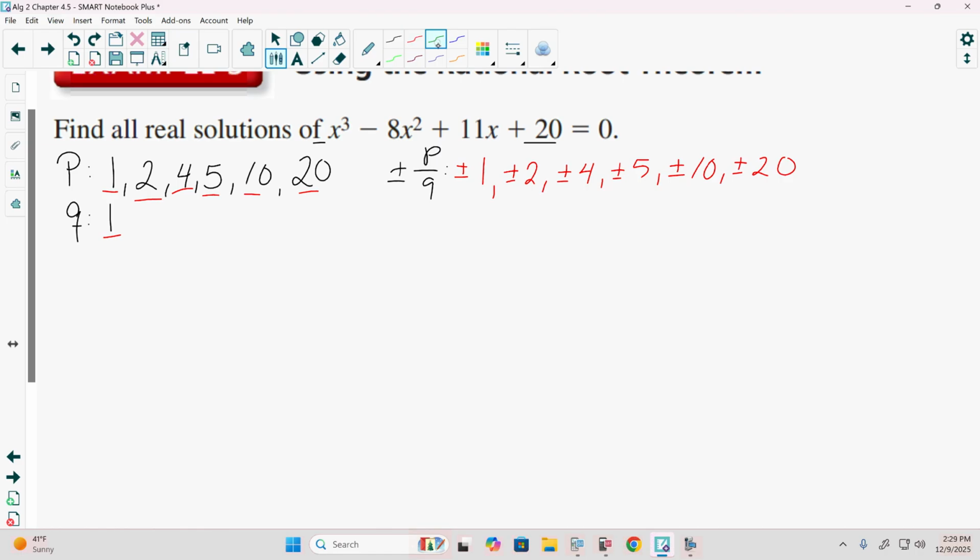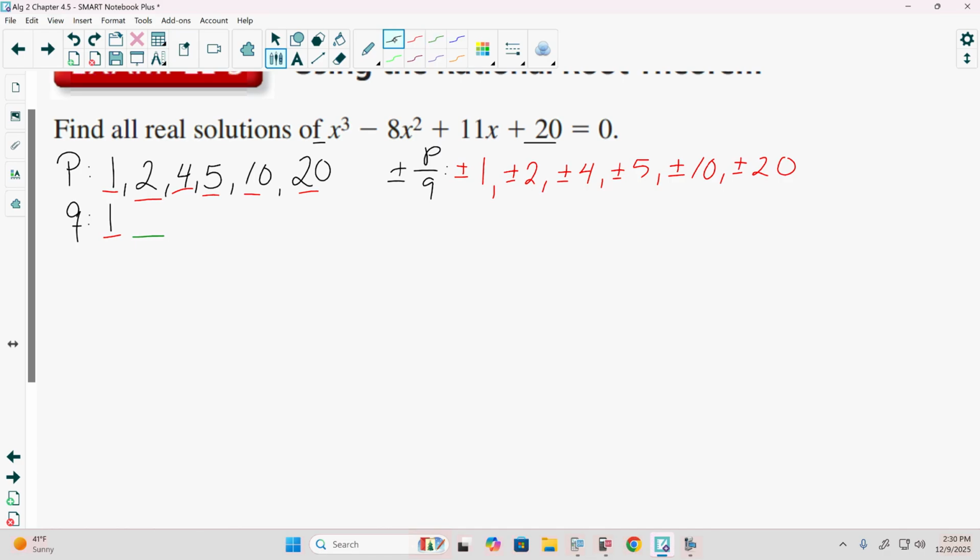If there was another value of Q, we would then divide each value of P by that value. And if there are any repeated values that we find in this P over Q, we do not list them twice, because again, it's listing all of the possible zeros. If it's already listed once, we don't need it twice. But here, we don't have any other values of Q. So our possible rational zeros are plus or minus 1, plus or minus 2, plus or minus 4, plus or minus 5, plus or minus 10, and plus or minus 20. Questions on how we found these?